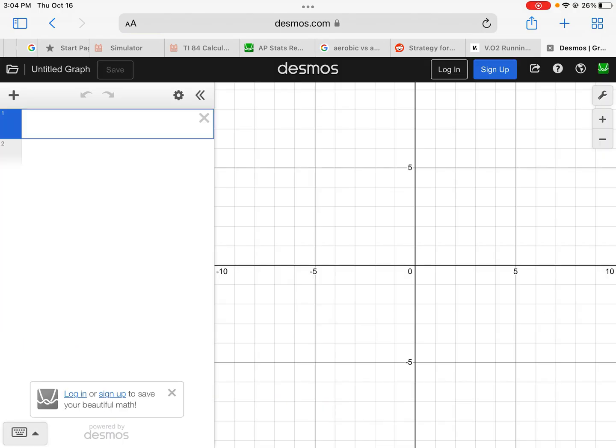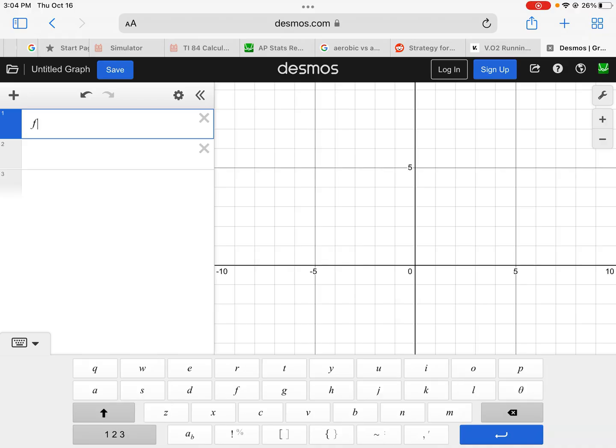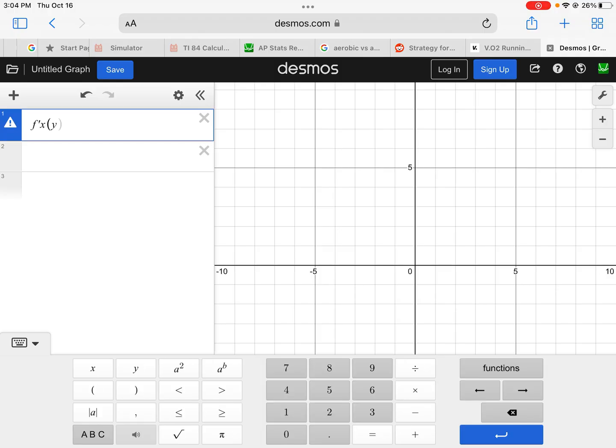which was, where is it? This would be f prime of x equals, what was this? 3t squared minus 12t plus 9. There's my velocity. I want to know when is it at rest.